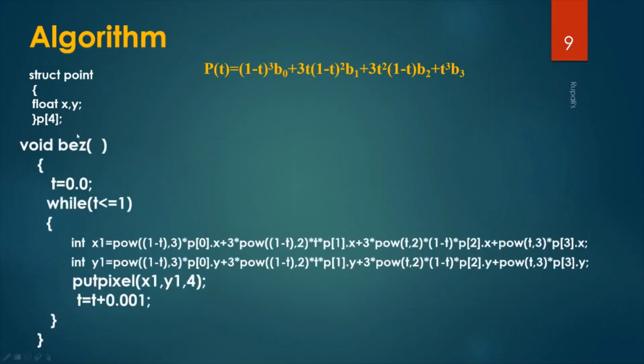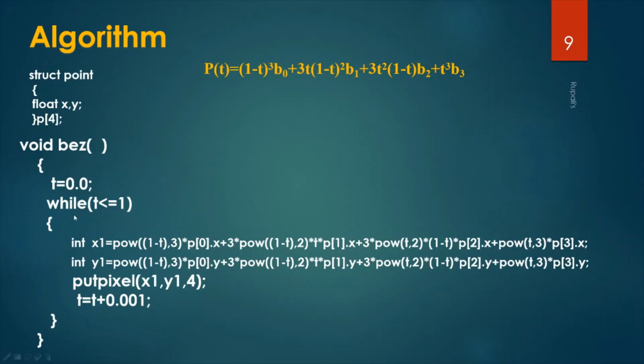Now it is a function. t starts from 0, maximum value of t is 1. So I start a while loop, while t is less than or equal to 1. Each time I increase t by 0.001.